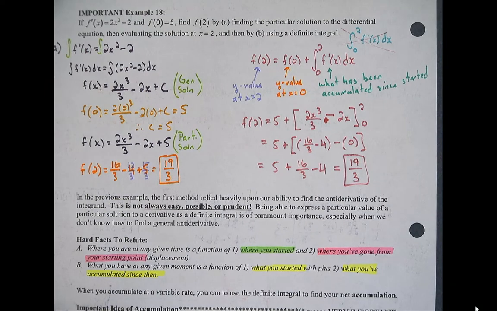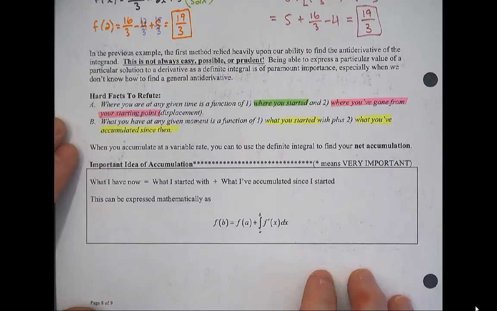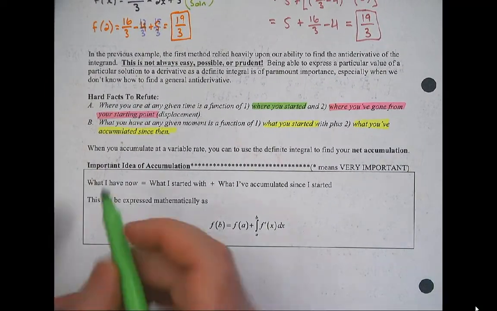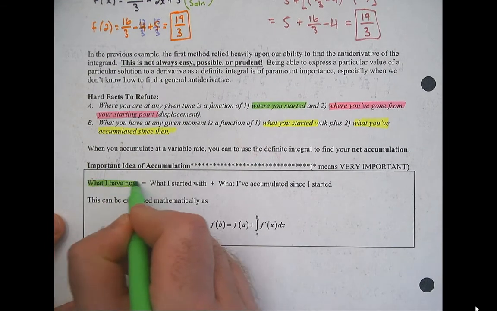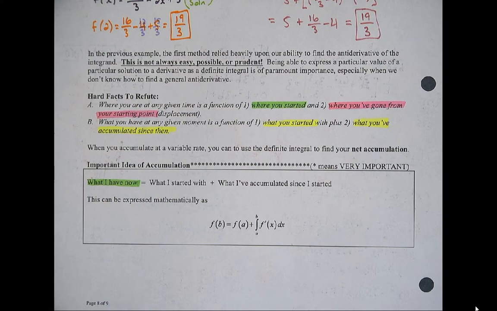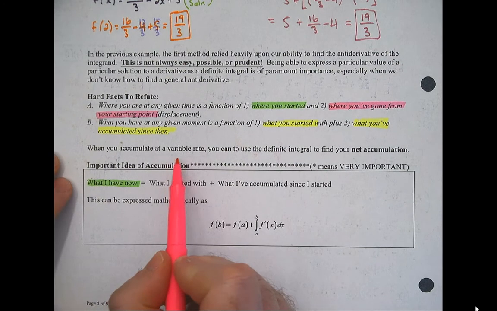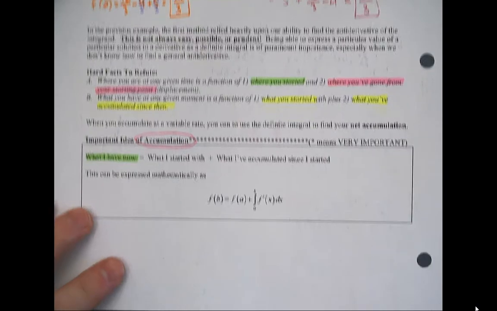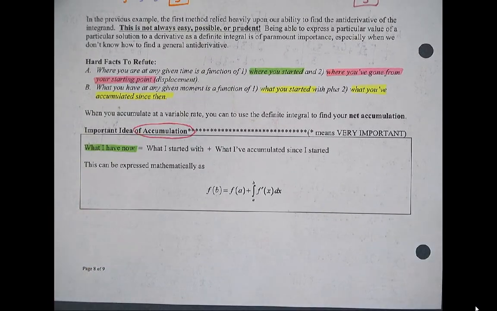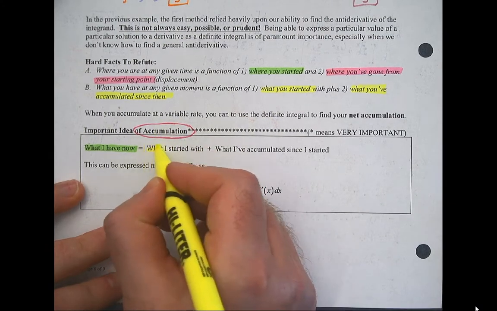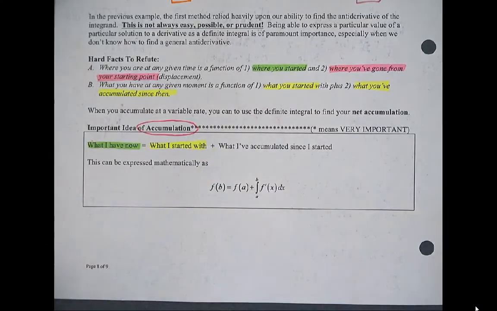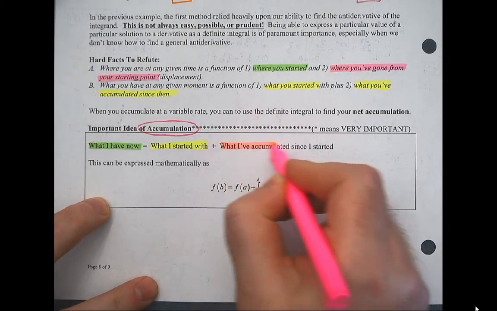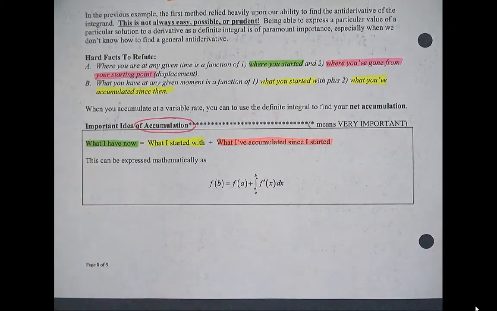So, just to highlight this again, one more time here. What I have now, this is the big idea of accumulation. He puts all sorts of stars next to it because he knows how often it shows up. What I have now is equal to what I started with and what I've accumulated since I started.